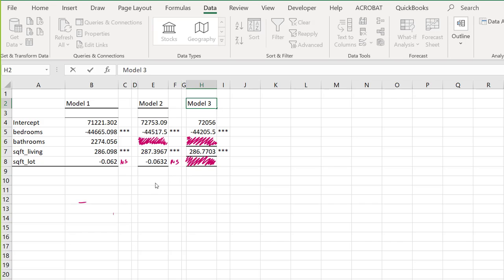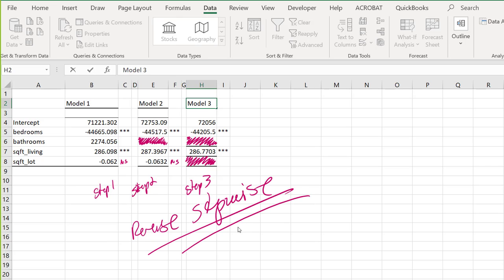And which one did I throw out first? I threw out the one that was furthest away from significance, in terms of largest p-value gets thrown out every time. So this is step 1, this is step 2, this is step 3, and we call it reverse stepwise because we're throwing out one variable at a time.